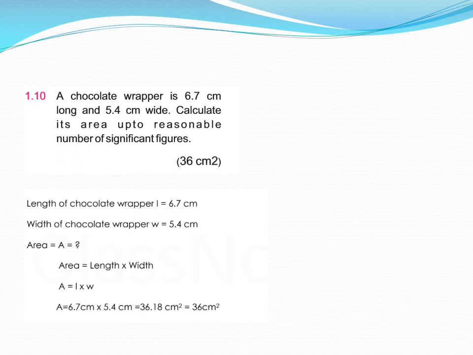Dear students, this is the last numerical, 1.10. Here it is given that a chocolate wrapper is 6.7 centimeter long and 5.4 centimeter wide. If I draw it, it's a rectangular wrapper. So the length is 6.7 centimeter and the width is 5.4 centimeter. And we are to find the area and express it to a suitable, reasonable number of significant figures.